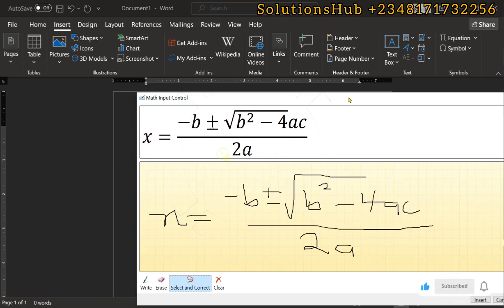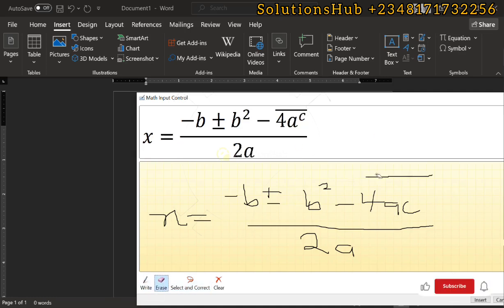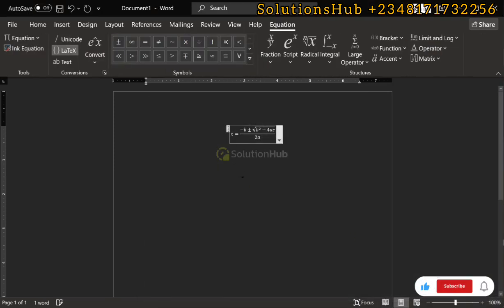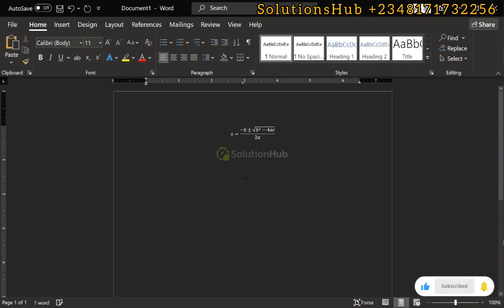So this is the first equation we have written, and then we can still decide to put in our square root well. So we now have minus b plus or minus the square root of b squared minus 4ac. So we click on Insert, and then we have the formula for the quadratic equation.